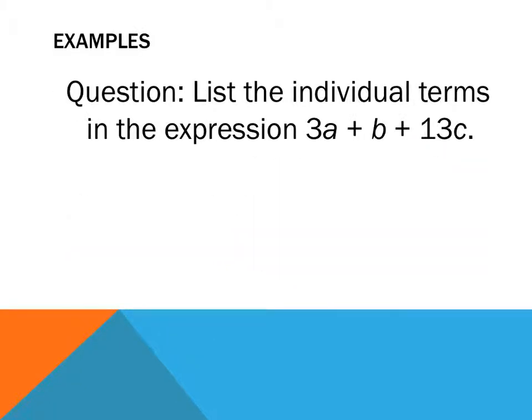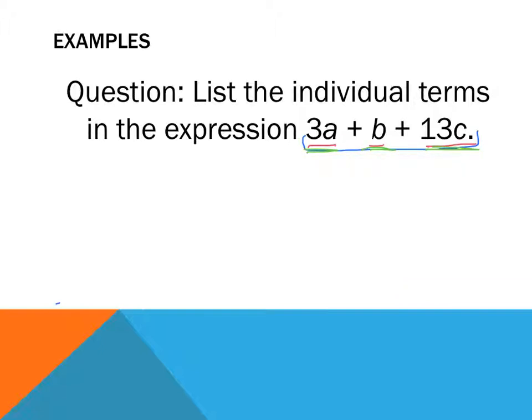So, here's an example of a question that you might be asked to answer in order to prove that you've understood the thing so far. It asks, list the individual terms in the expression. Now, there's a term that says 3A, a term that says B, and a term that says 13C. Now, how did I know that they were all terms? Well, there's a name I give this whole thing, and we learnt about it yesterday. It was called an expression. The whole thing is called an expression.